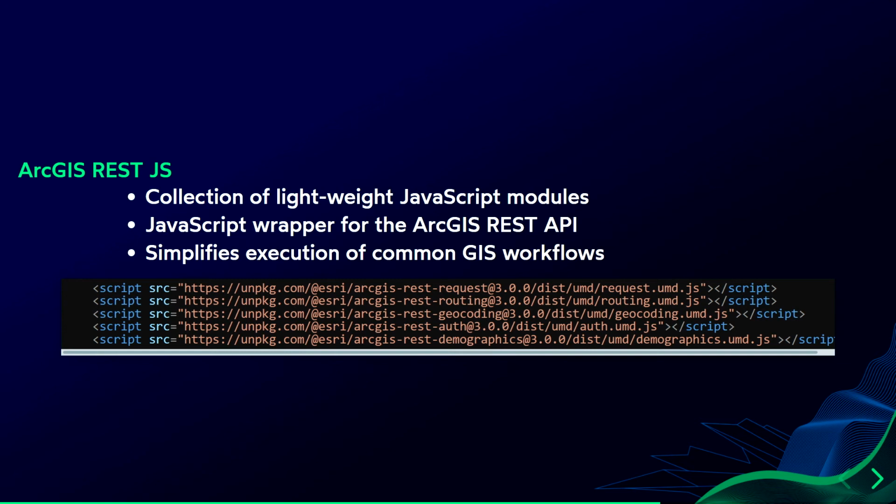This is where ArcGIS REST.js comes into play. It's a collection of lightweight JavaScript modules that serve as a wrapper for the REST API. And they really simplify the execution of complicated workflows. What would otherwise be quite complicated logic in your code can be just a couple of lines with the parameters, and it will fulfill a promise that we can work with. To use this in our application, we just have to add the modules we need at the beginning of our script.